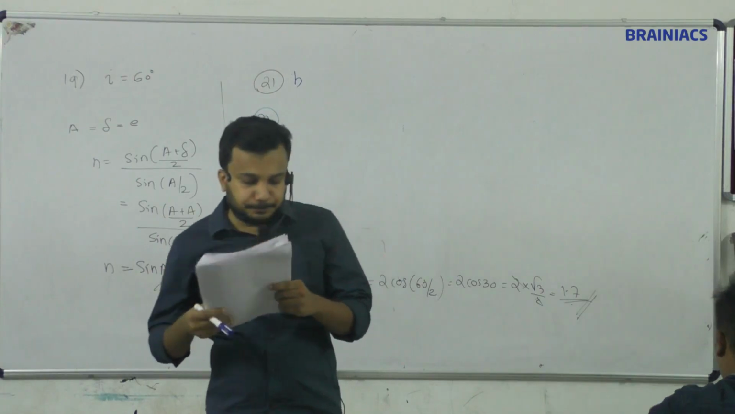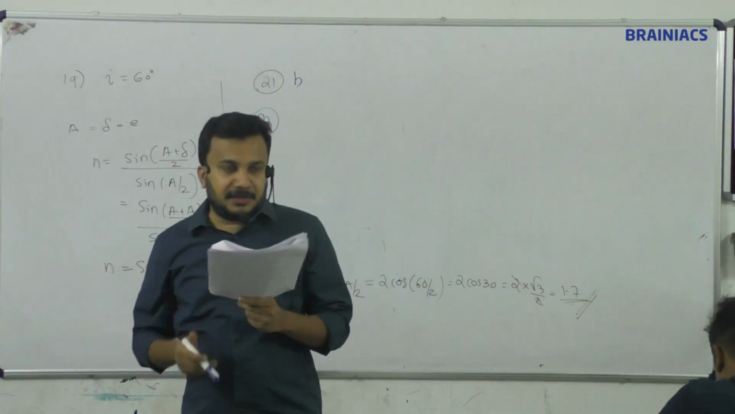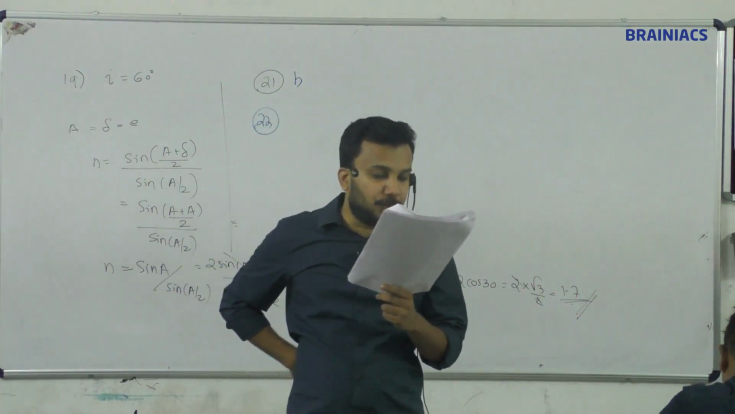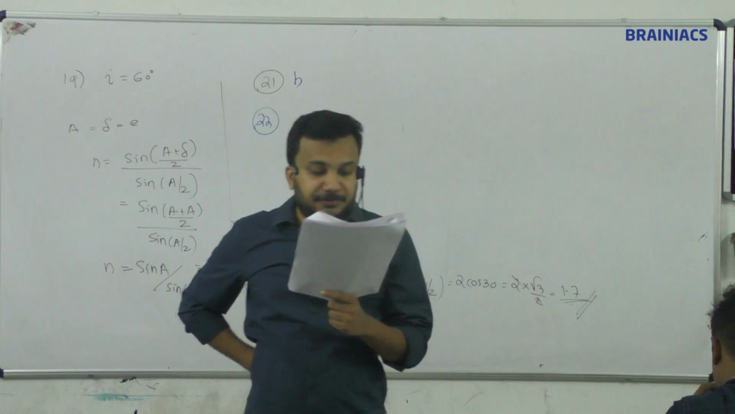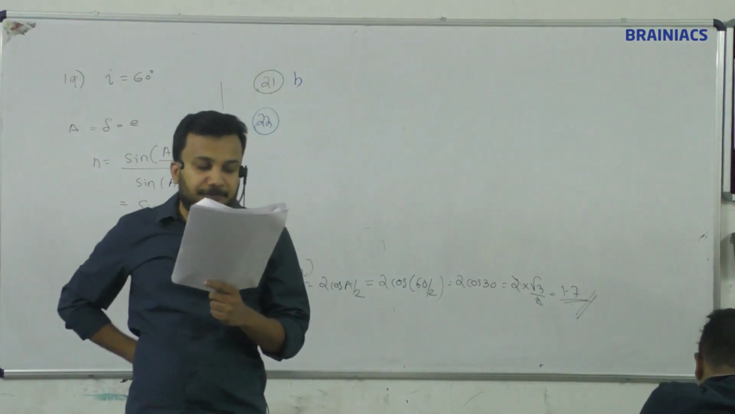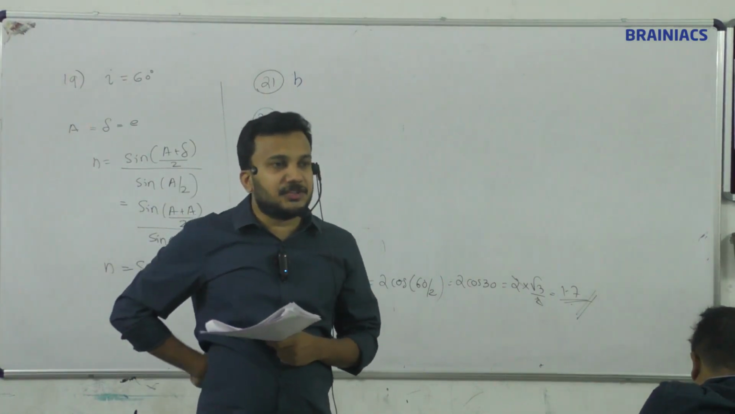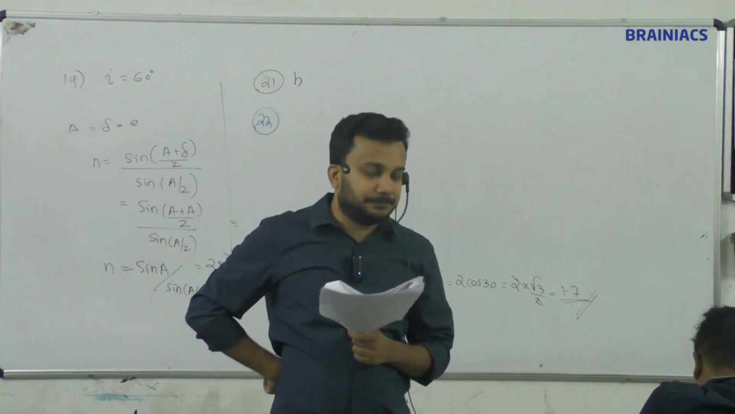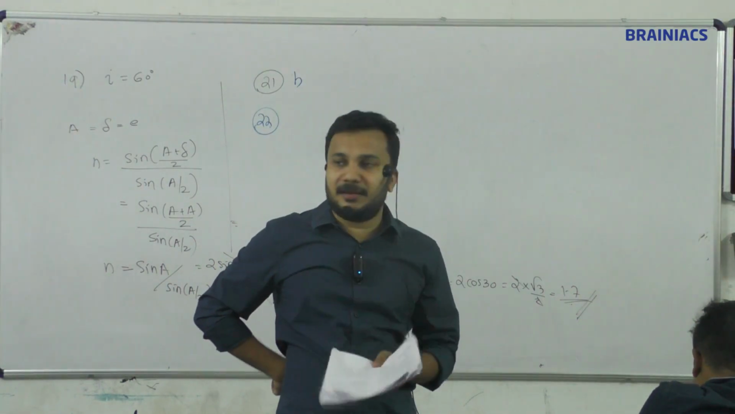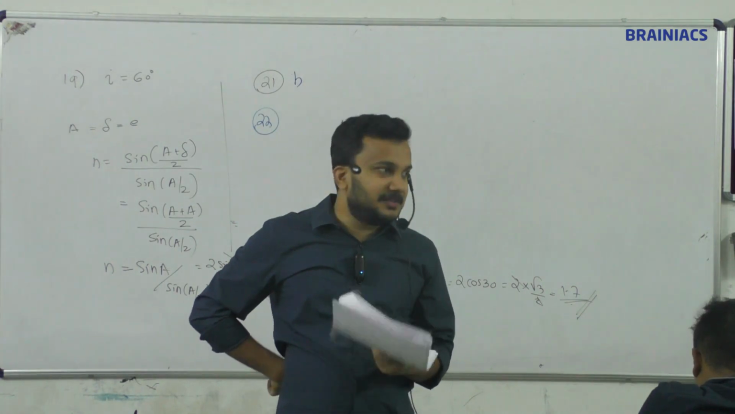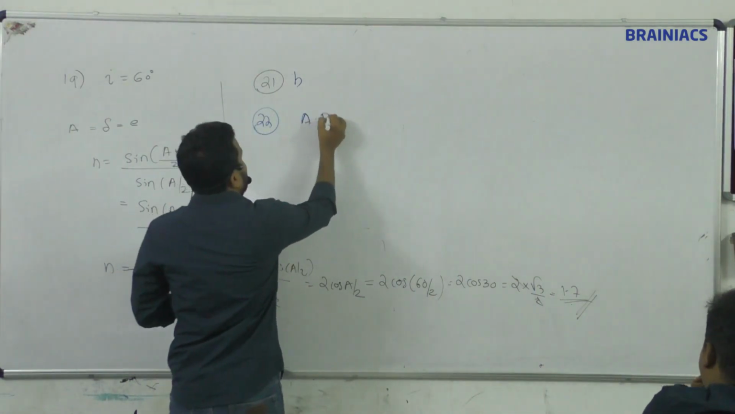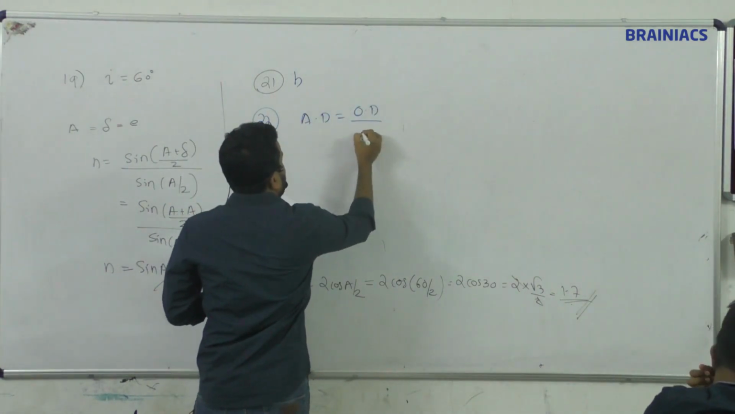Question number 22. A vessel of depth x is half filled with oil of refractive index mu1 and other half is filled with refractive index of mu2. The apparent depth of the vessel when viewed from above is. What is the relation between apparent depth and original depth? Apparent depth is equal to original depth by refractive index n.